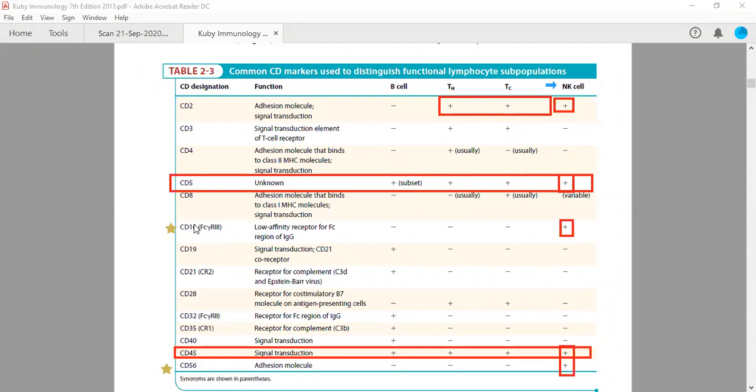So CD16 is also present over other types of cells, for example, phagocytes like macrophages. Therefore, it is not very important, but they have this feature which is very important, called the CD56 molecule, which is present only over natural killer cells. What else is important? CD3 is important, for example, but this is not for natural killer cells. This is important because it is present in T cells.